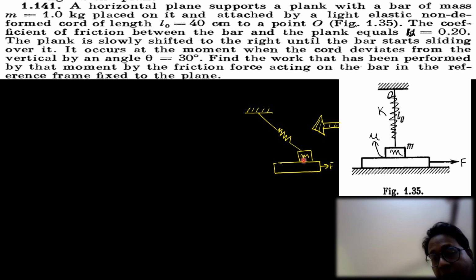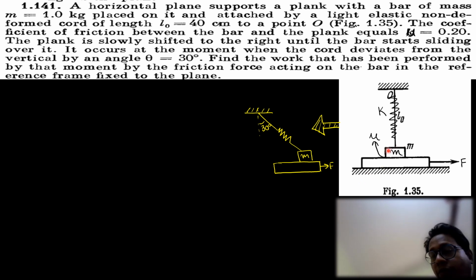The point at which this mass starts slipping over this slab is when the spring makes an angle of 30° with the vertical. That means, from here up till here, there was no slipping. That means the friction force that was carrying this mass m towards the right was not sufficient to cause slip over this surface. So when the spring makes an angle of 30°, the block will start slipping over this slab. The question is asking, find out the work done by the friction force.